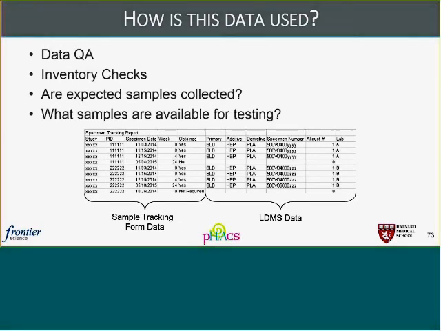Now, the information that we receive from your lab is really useful because it allows us to do quite a few different things. We can perform data QA to compare the CRF information to the LDMS information to make sure that whenever we expect a sample, we actually have a sample entered into the LDMS. It allows us to do inventory checks, again, to make sure that all expected samples are correctly and accurately logged into the LDMS. And it also gives us and the entire PHACS team an opportunity to know what samples are available whenever it's time to perform testing on these samples.